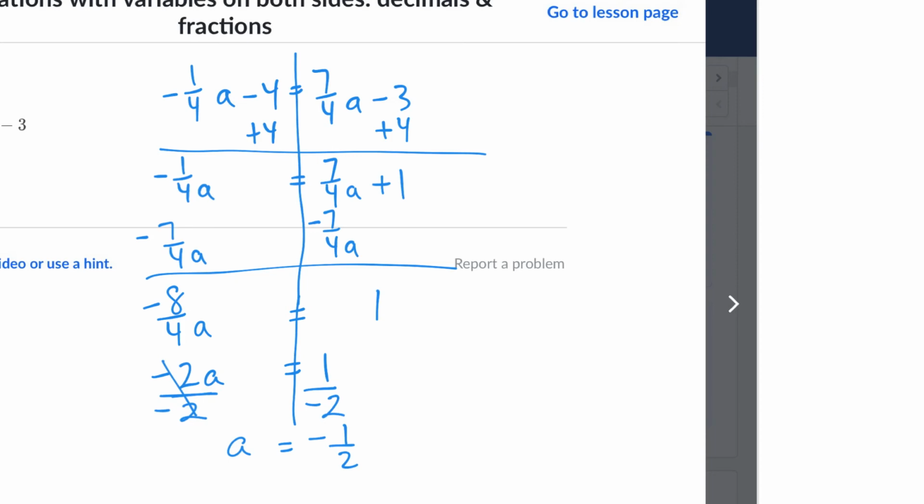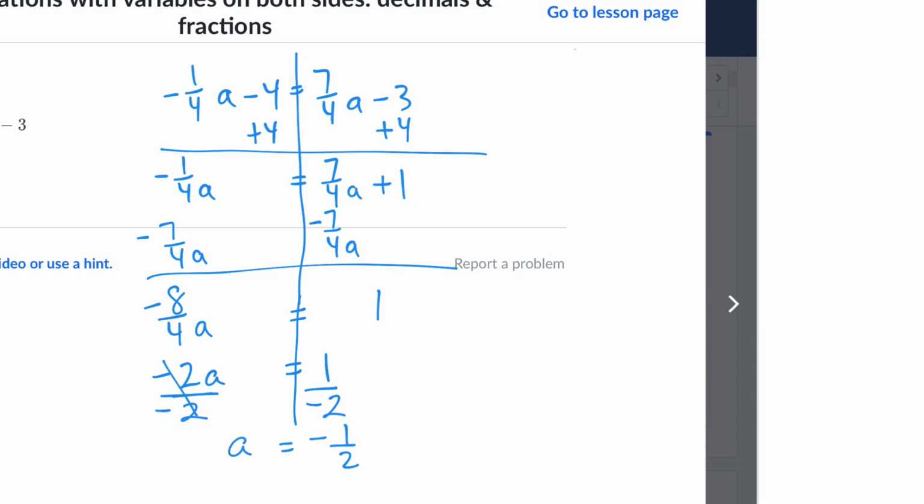And then minus 4 is equal to 7/4 times a, which is supposed to be negative 1/2, and then minus 3. See, I just substituted. I took all the a values here and substituted negative 1/2 for them. Oh, that just went behind that whole thing. That's a bummer. Let me rewrite it over here then.